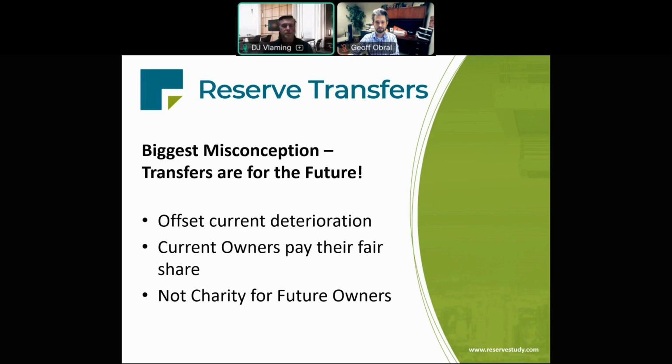One of the biggest misconceptions about reserve funding is that people believe transfers are saving for the future and only benefit future owners. That's just incorrect. Reserve transfers offset asset deterioration that's occurring now while the current owners are using and enjoying the assets. If current owners pay their fair share of asset deterioration on an ongoing basis, the future takes care of itself. Reserve transfers and reserve funding are not charity for some future group of owners. And it's unfair for any group of owners to bear the burden of decades of deterioration.